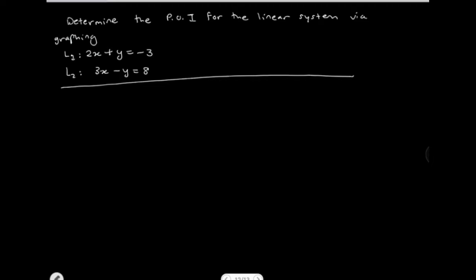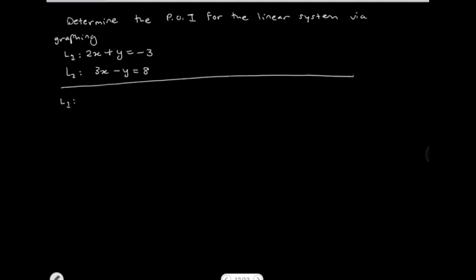All right, we want to determine the point of intersection for the linear system by graphing. If I'm finding the point of intersection by using the graphing method, first I'm going to create a sketch of the two lines within my system. So here we have line 1 and line 2. They both look like they're in standard form. So I'm going to start with line 1, and I'm going to use the intercept method to create a sketch of this line.